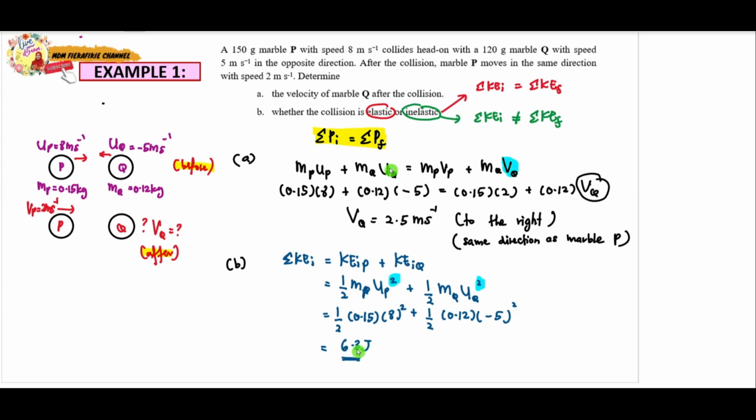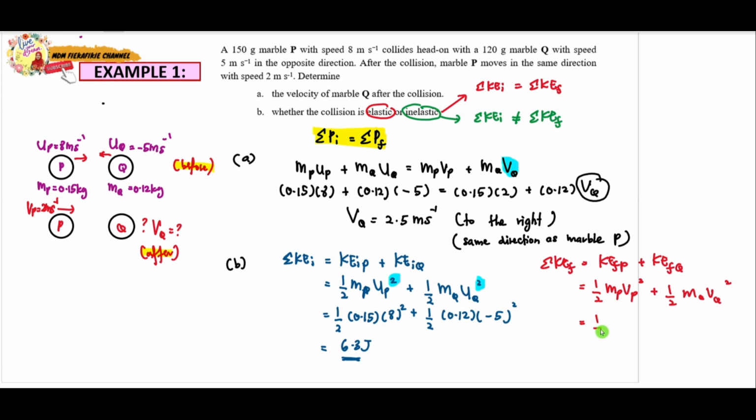Kira takut saya tersalah kira. Okay, and then for total kinetic energy final, so I think I want to use red color. Okay, kita buat kat sebelah ni. Total kinetic energy final should be kinetic energy final for P plus kinetic energy final for Q. Okay, sama juga half mp vp squared. This time we have vp because final velocity plus half mq vq squared.